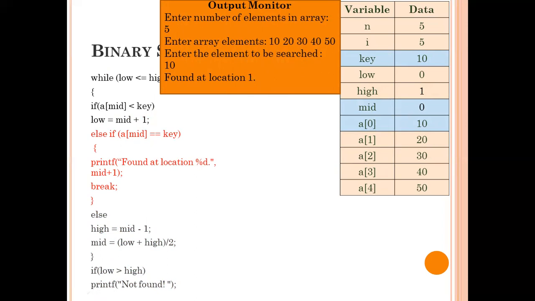Okay, so this is how a binary search actually works. When you are able to simulate manually line by line, then you'll understand how to code it better. Okay, thank you.